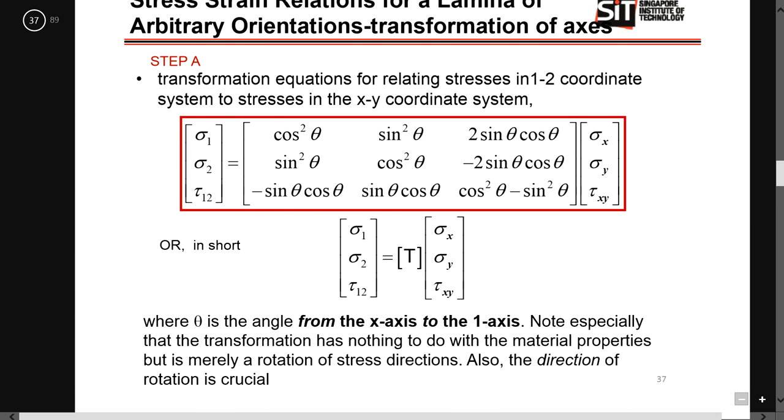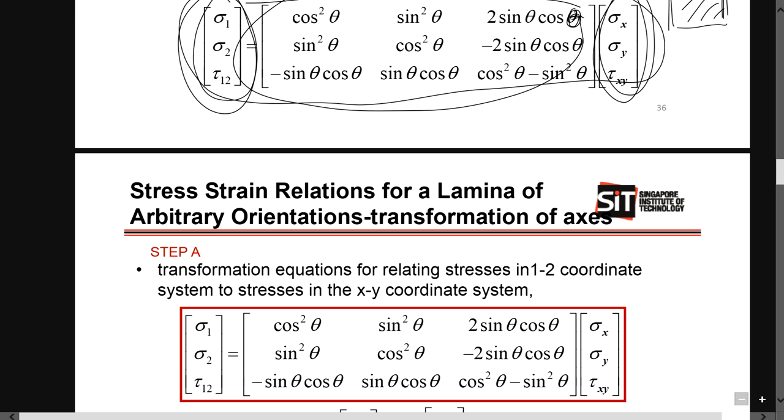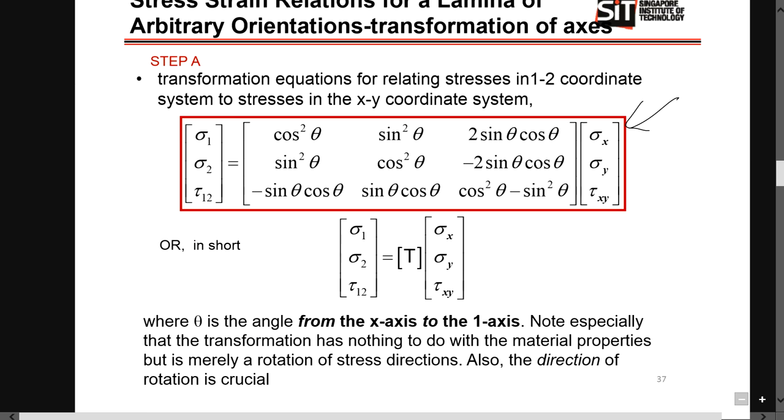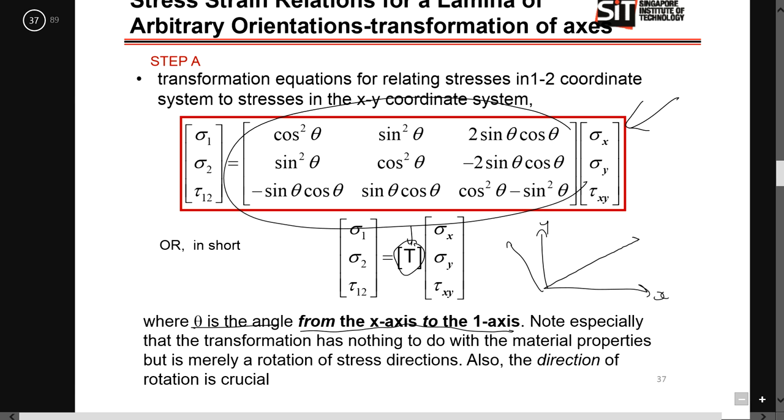Anyway, this is the same equation. What I just said is the same thing over here. What they are trying to say is that this thing over here is your transformation matrix. That's all it is. And the angle theta is the angle from the x to the 1 axis. So this is the x, this is the y, the 1 and the 2, and this is theta. Please take note that this angle is over here.